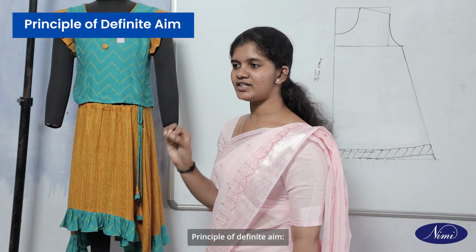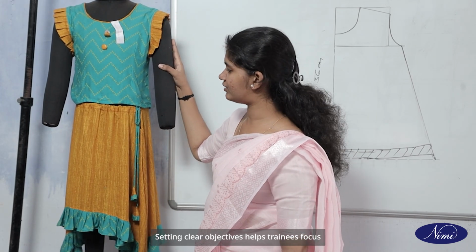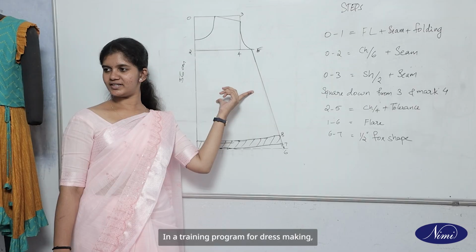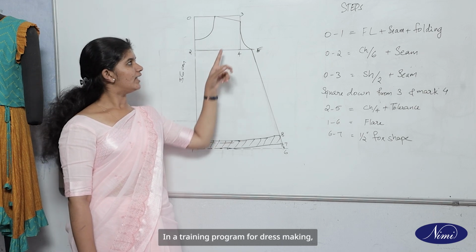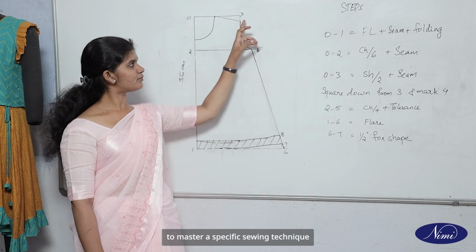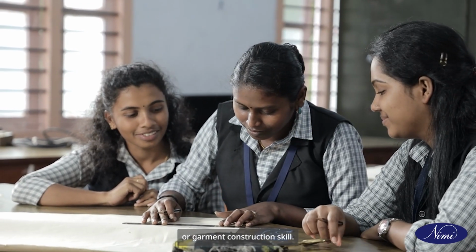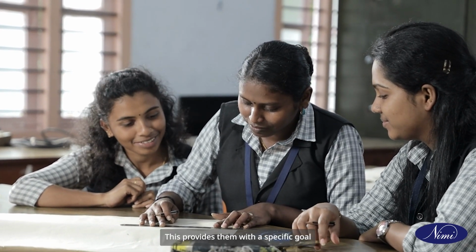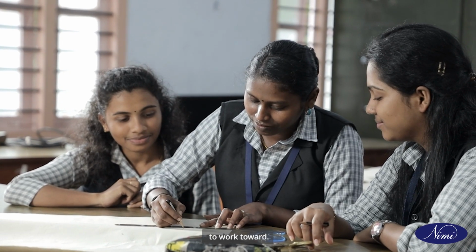Principle of definite aim. Setting clear objectives helps trainees focus on what they need to learn. In a training program for dressmaking, a clear aim might be for trainees to master a specific sewing technique or garment construction skill. This provides them with a specific goal to work toward.